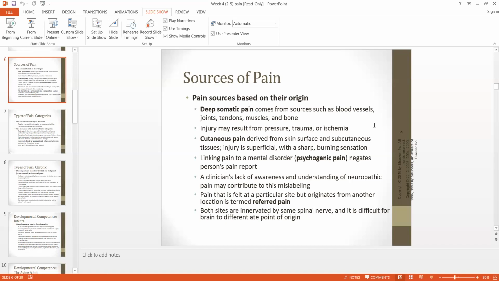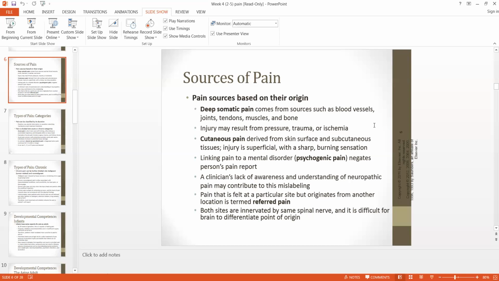This is linking the pain to a mental disorder or a mental state, not even a disorder. It can just be a mental state like anxiety. The psychogenic pain, we think, oh, they're just anxious. They're not really in pain. Pain is subjective. It's whatever the patient says it is. So yes, it is real. And if we can get the psyche calmed down, a lot of times this pain can be managed because the person isn't so overwhelmed with stimulus. So we cannot ignore this psychogenic pain.